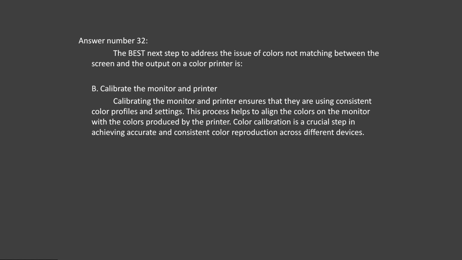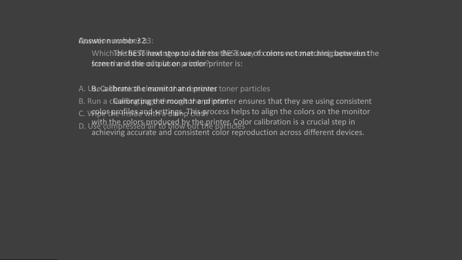Answer number 32. The best next step to address the issue of colors not matching between the screen and the output on a color printer is option B. Calibrate the monitor and printer. Calibrating the monitor and printer ensures that they are using consistent color profiles and settings. This process helps to align the colors on the monitor with the colors produced by the printer. Color calibration is a crucial step in achieving accurate and consistent color reproduction across different devices.